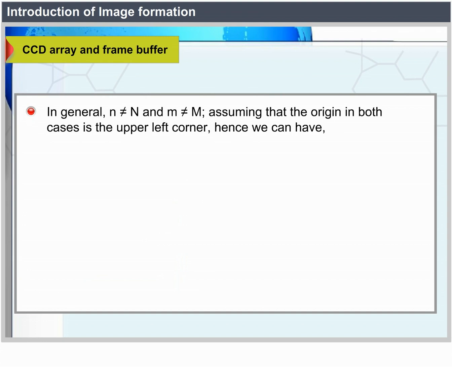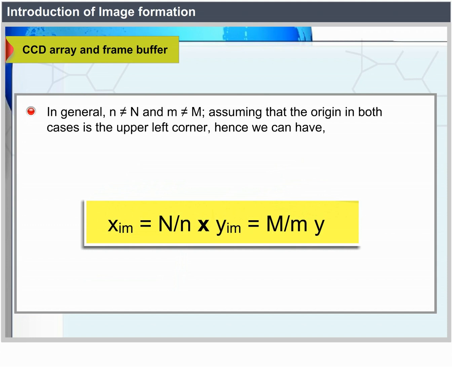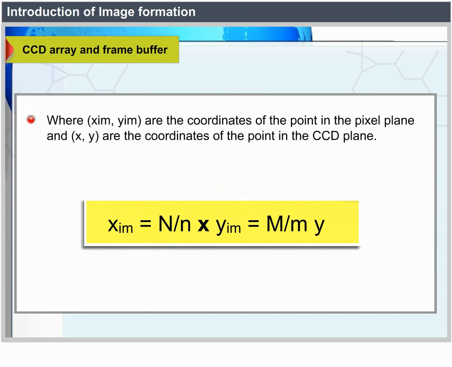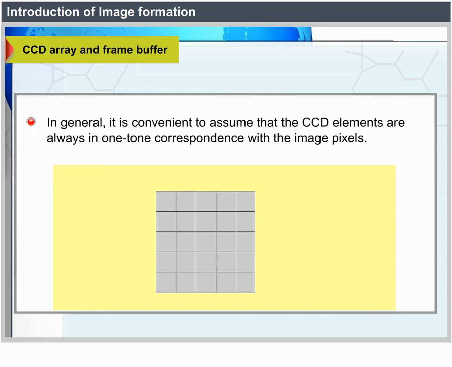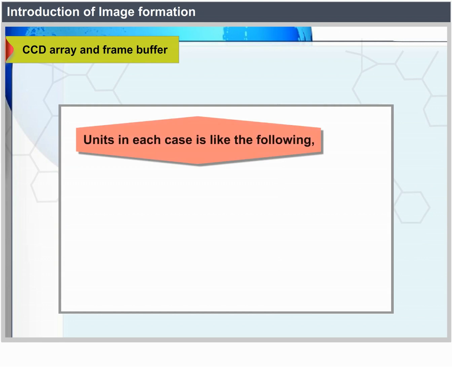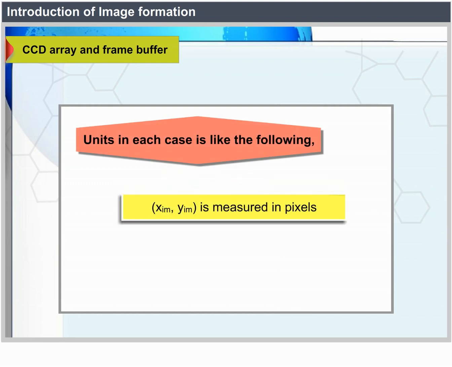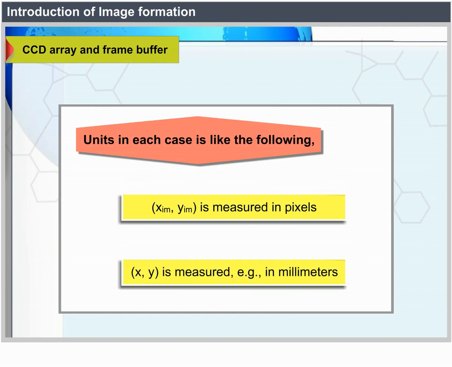Assuming that the origin in both cases is the upper left corner, we have xim equals capital N divided by small n times x, yim equals capital M divided by small m times y, where xim, yim are the coordinates of the point in the pixel plane and x, y are the coordinates of the point in the CCD plane. In general, it is convenient to assume that the CCD elements are always in one-to-one correspondence with the image pixels. Units in each case: xim, yim is measured in pixels. x, y is measured in millimeters.